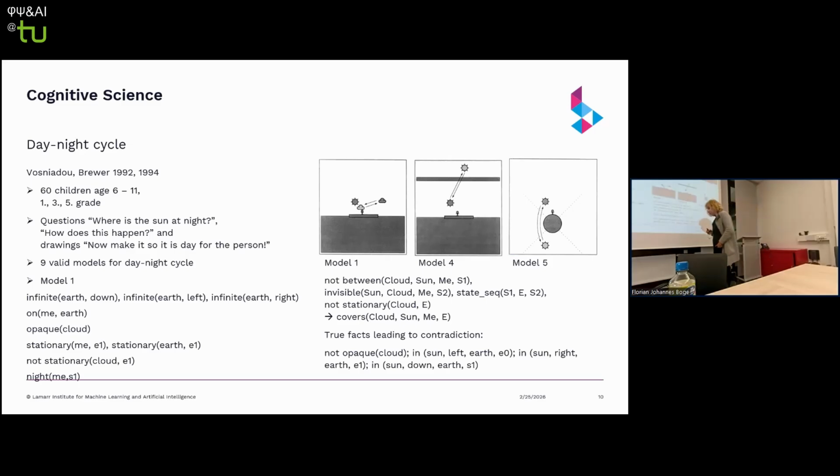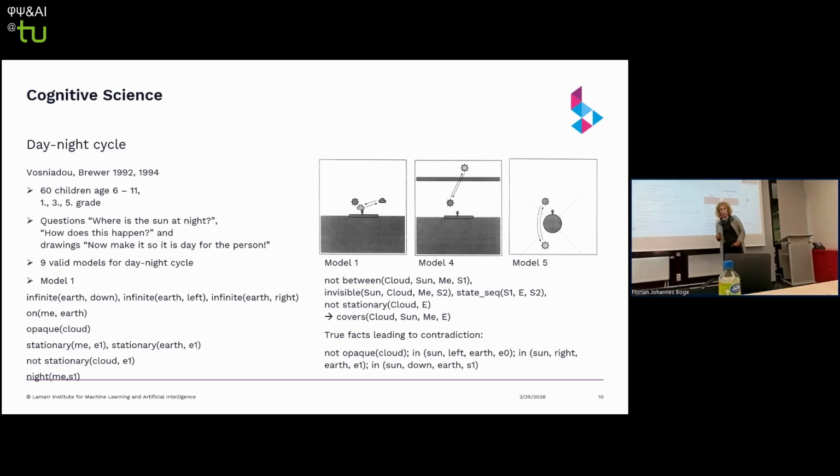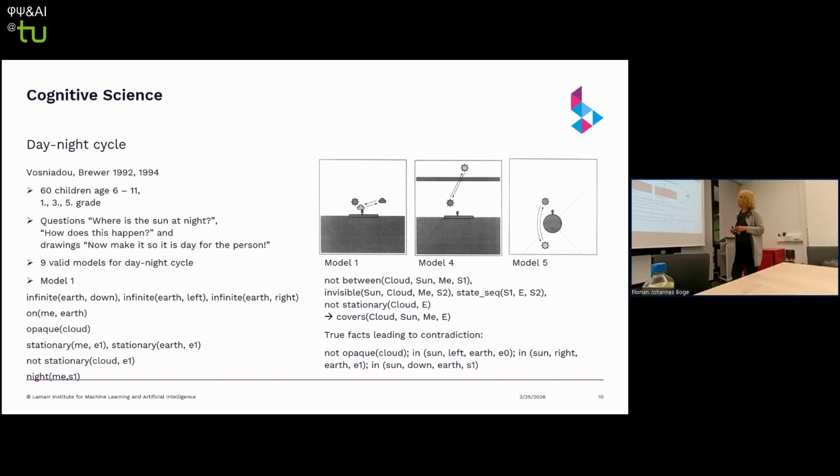Now I want to show you an interdisciplinary study with cognitive science that I did years ago with a full-fledged logic system that does knowledge acquisition, consistency checking, inference, and knowledge revision. So that's the logic system. And I did that together with Vosniadou and Brewer in 1992 and 1994 and so on. It was a 3-year project, and we had empirical data from children from the age of 6 to 11 years old, in first, third, and fifth grade.